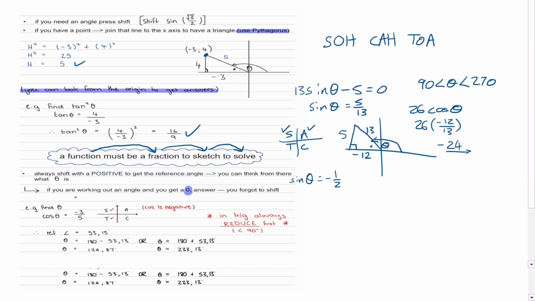The last thing is, if you're working out an angle and you get 0.something as an answer, it's probably because you've forgotten to press shift. And so you maybe just typed in sine -1/2 or sine 1/2. So just notice that if you get 0.something, you've probably forgotten to press shift. And I'll leave it at that for this video.